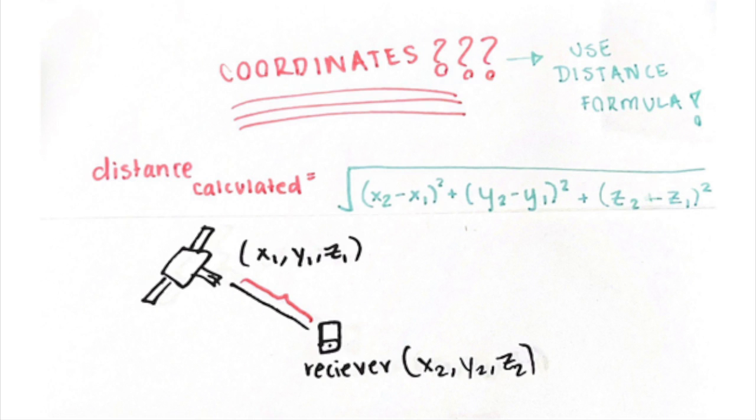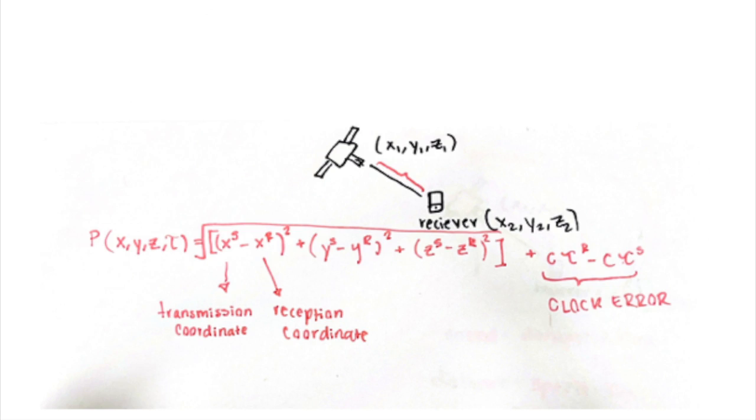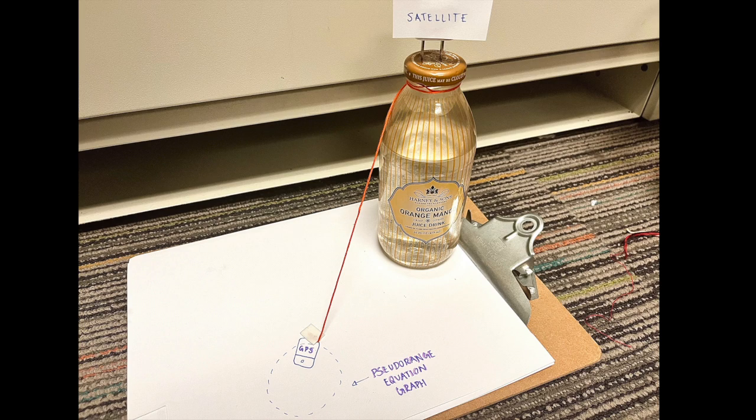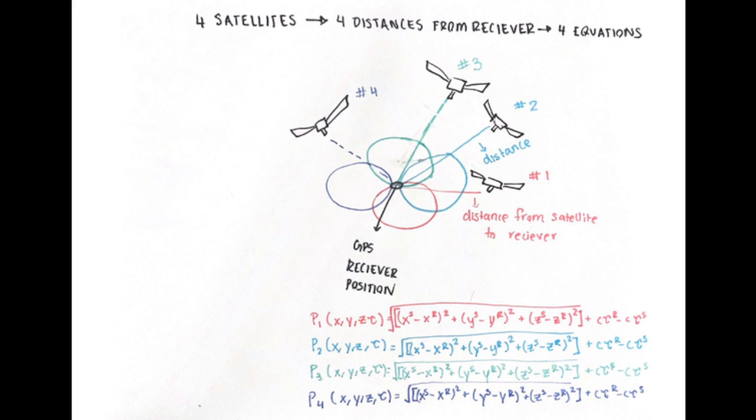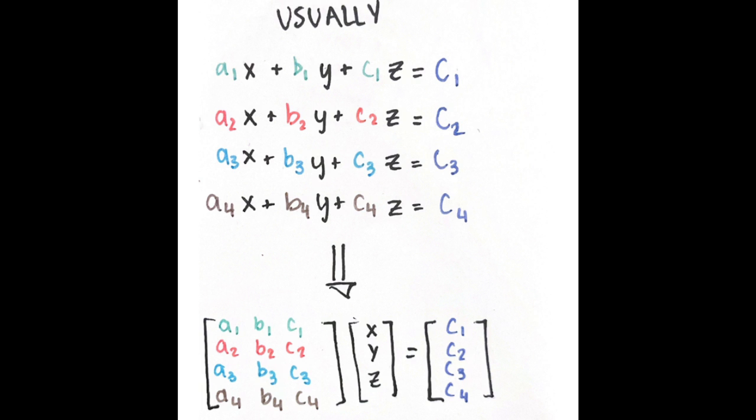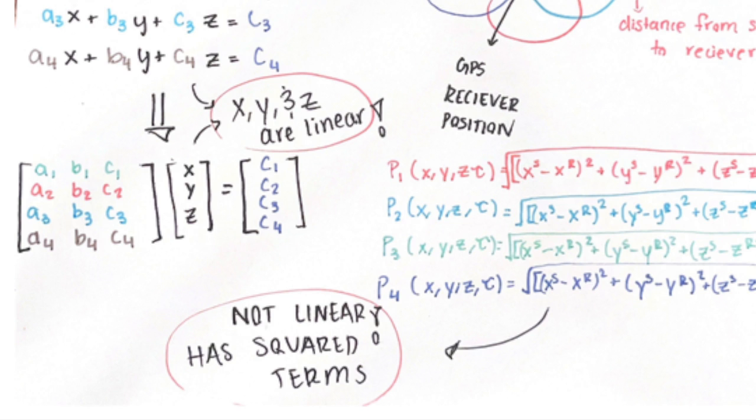The following equation represents a pseudo-range of each satellite. Each pseudo-range equation forms a circle. Then, you'll have a system of 4 equations because we have 4 satellites. This is how these equations and their solution look. The typical and arguably most efficient way to solve a system of equations is through a matrix. But as you can see, this requires all the terms to be linear.